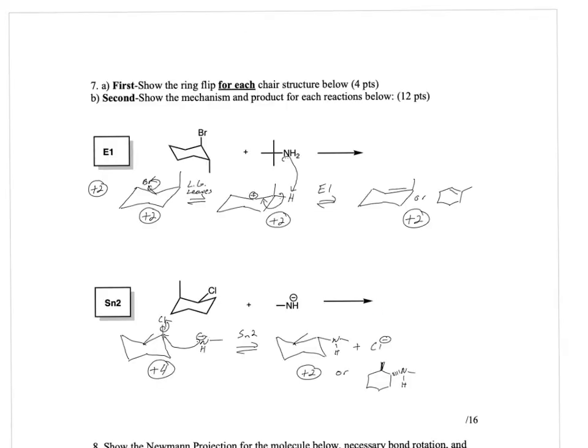So these ones got hard for 2 reasons. The chair flip, you've got to make sure you can do that. And then folks got confused and forgot what, just reading, I'm telling you what the reaction is. I'm not hiding it, I'm telling you it has to be an E1. So if you're given the starting materials and the reaction, that means I'm telling you the mechanism, you should be able to draw the product.